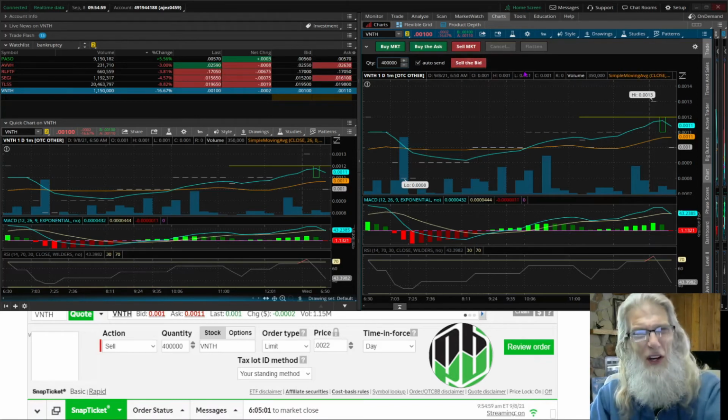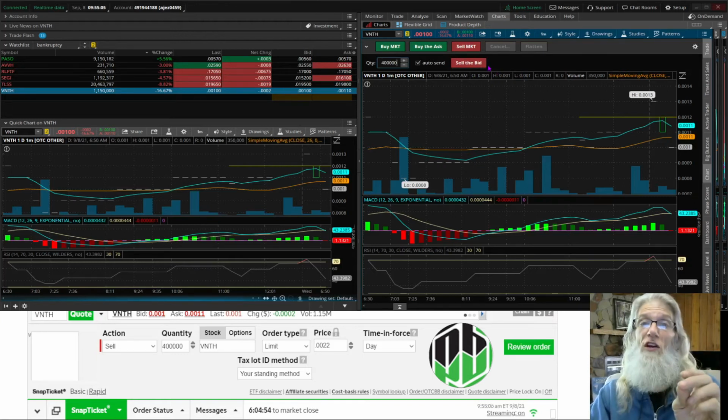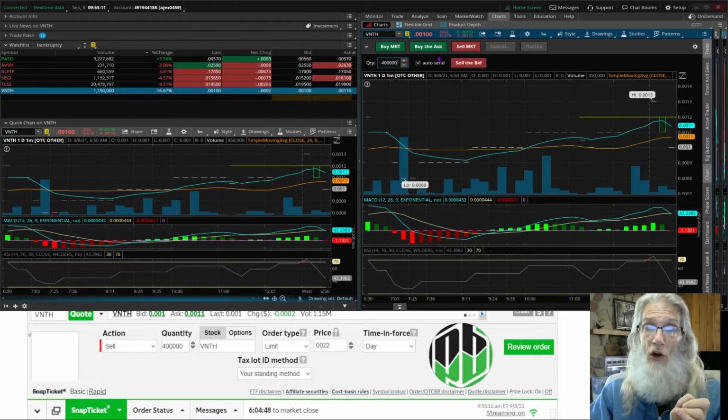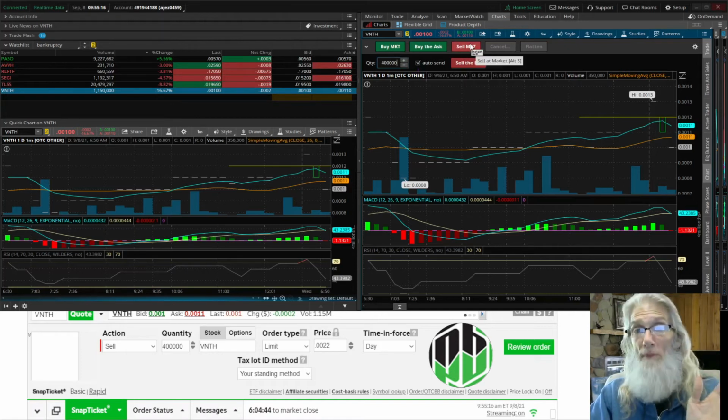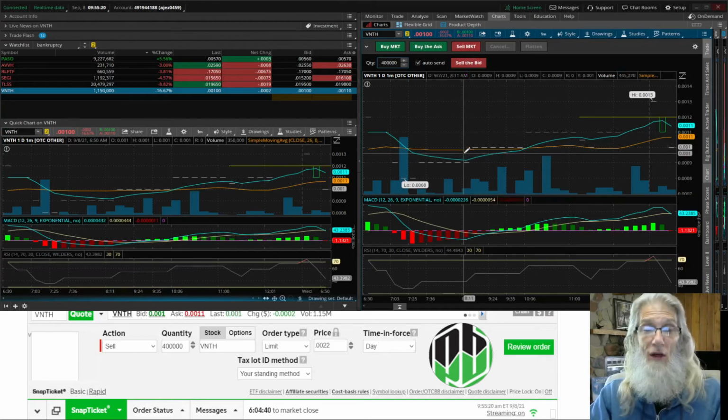If it's a slow market, it doesn't matter which I do. You can just sell bid. But if you're getting out with an ejection seat, if you're getting out in a hurry, if you need to jump out fast and grab as much money as you can, you sell market. And by having the auto send clicked, there's no other button. One push, it's a done deal. And that's how I get out of fast plays. That is definitely how I get out.